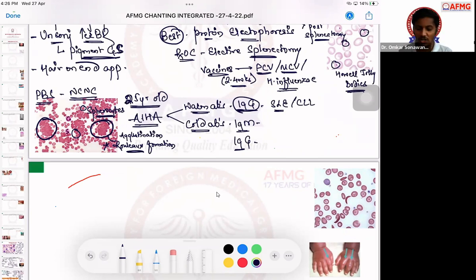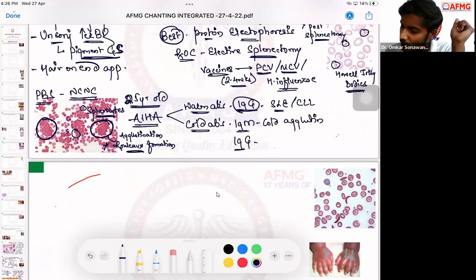So please tell me, IgM will lead to which syndrome? IgM cold antibodies will lead to which syndrome? Please remember, IgM cold antibodies will lead to cold agglutinin syndrome, right?